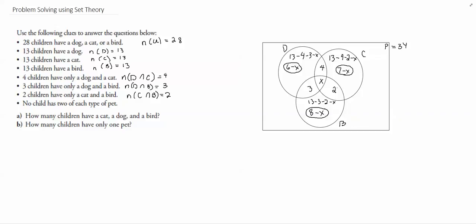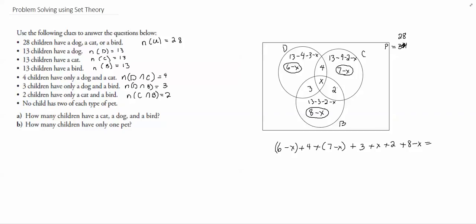We know that, I'm not sure why I got 34 here. That would be 28. Okay, so when I add each piece together, we have x minus 6 plus 4 plus 7 minus x, and I said x minus 6, but it's 6 minus x, plus 3 plus x plus 2 plus 8 minus x.